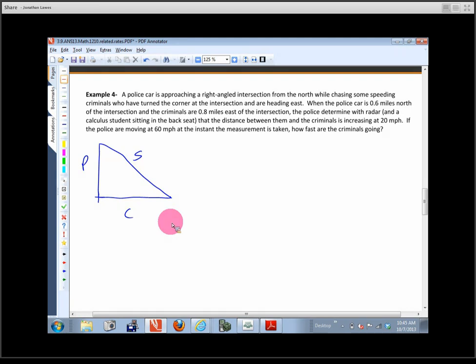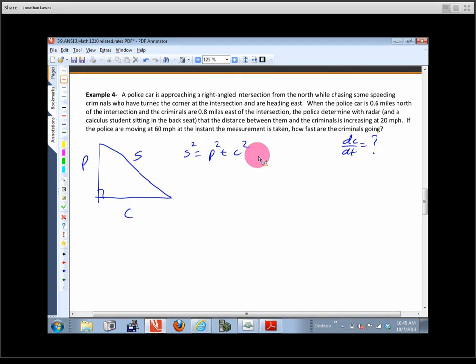Do we have an equation that would relate those three variables? Yeah. s squared equals p squared plus c squared, right? Now, could I take that and rearrange it a whole bunch of different ways? Yeah. You bet I could. What are we after in this problem? We're after how fast the criminals are going. So we're asking for dc/dt. That's what we want. So algebraically, we could leave it like this, or we could solve for c. Get c on one side by itself.